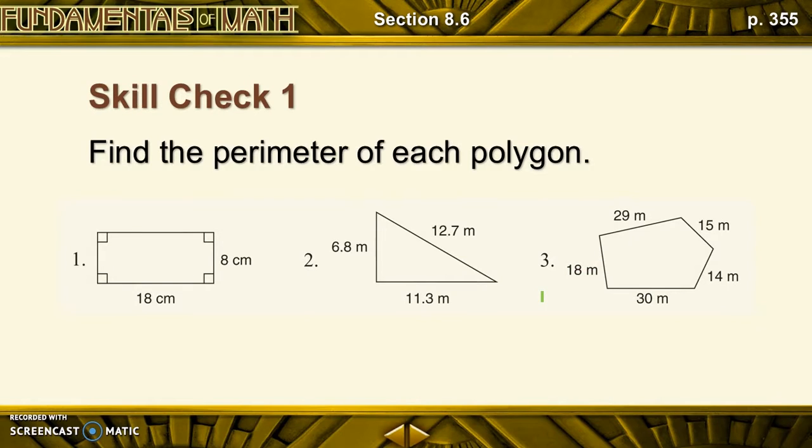So skill check 1, go ahead and try each of these, and then check with the person next to you and let Miss P know whenever you're ready to move on.